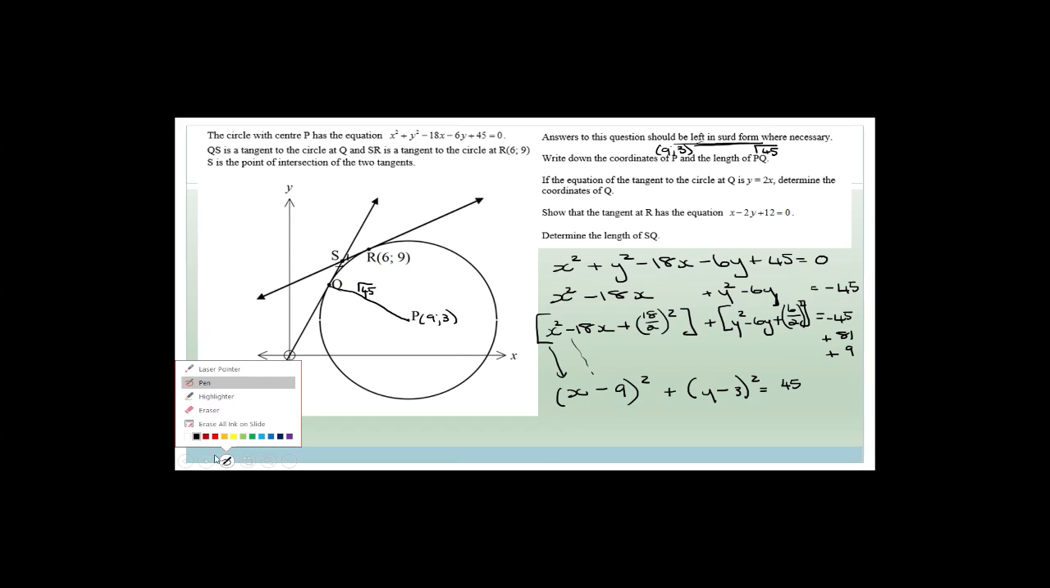Okay, now I'm just going to erase all this bit.